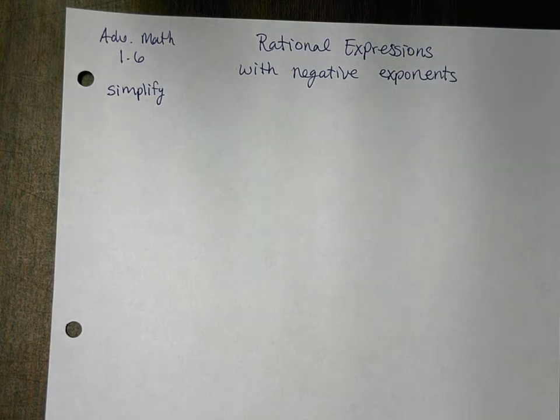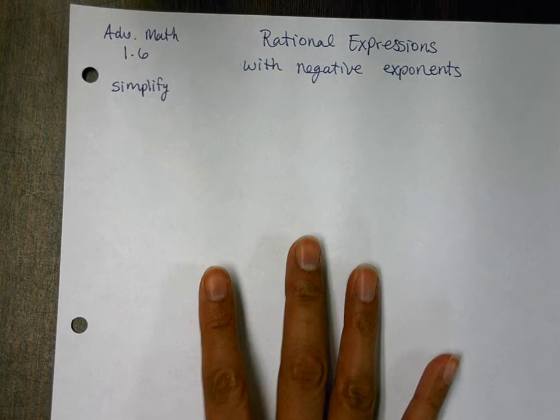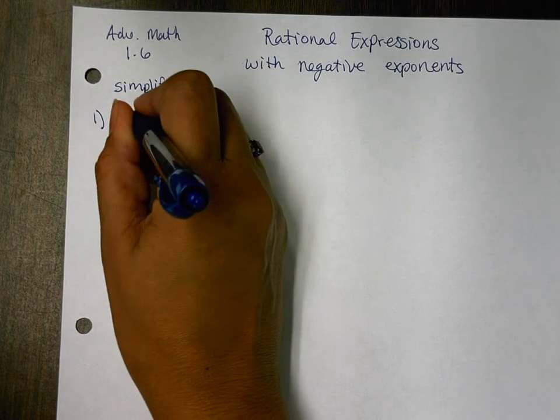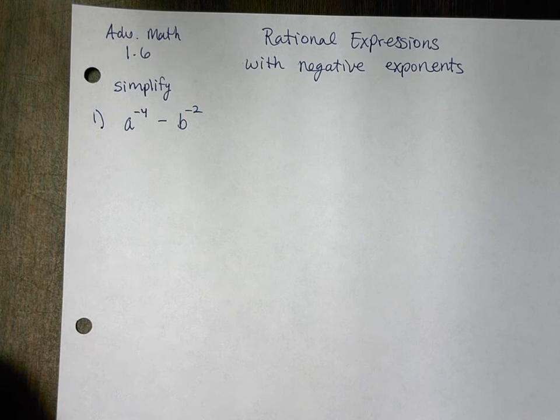This is Advanced Math 1.6 notes. That's Unit 1, Lesson 6. The title's Rational Expressions with Negative Exponents. We are going to simplify number 1: a raised to the negative fourth minus b raised to the negative second.